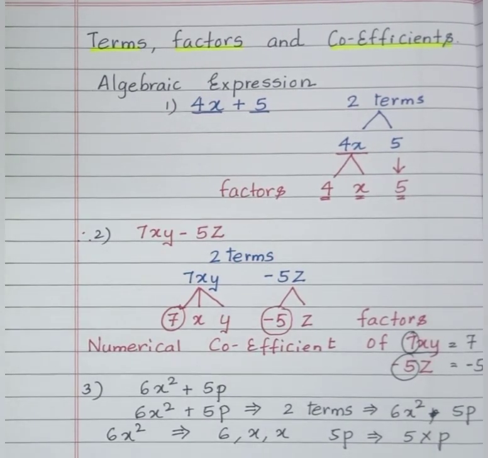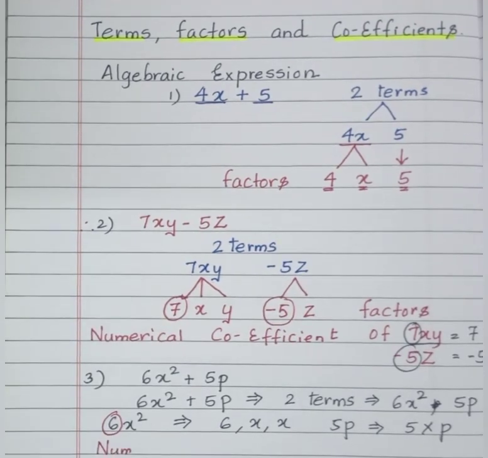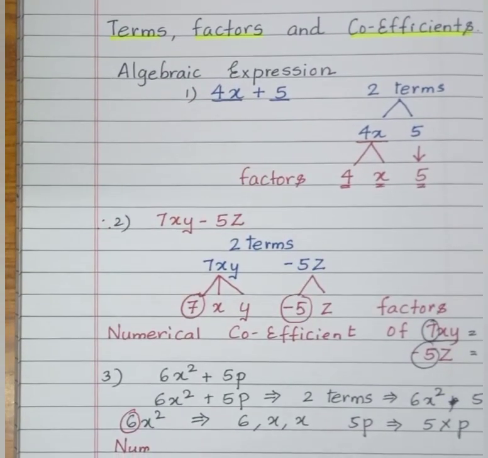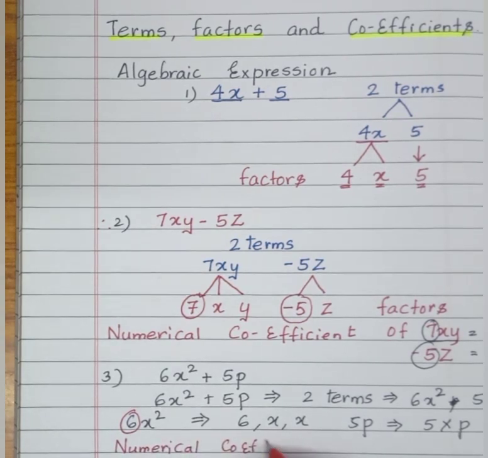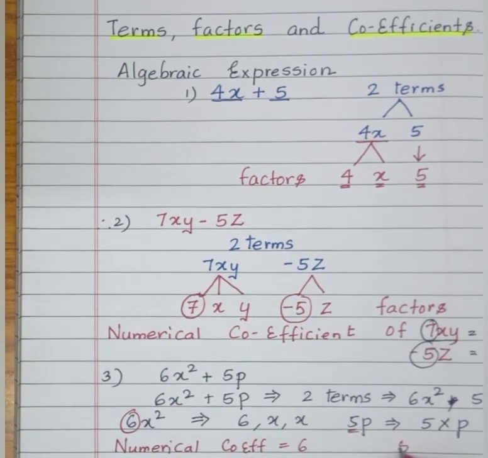Now what is the numerical coefficient of 6x square? That is 6. The numerical coefficient of 6x square is 6. The numerical coefficient of 5p is 5. It is just the number in the term, that is the constant.